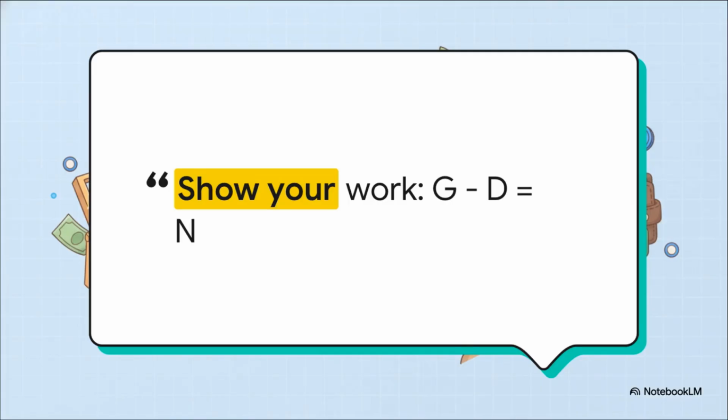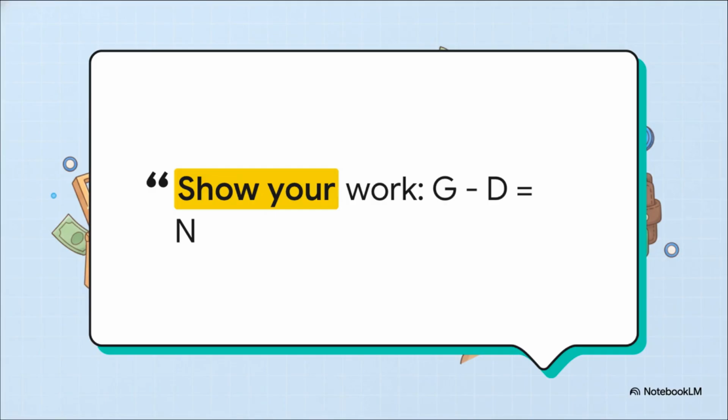To avoid these pitfalls, just follow this golden rule. Show your work. Always write down the formula. G minus D equals N. Gross minus deductions equals net. Keep your steps organized. Check your units. Make sure you're actually converting percentages into actual dollar values before you try to subtract them from the gross pay. I mean, you can't subtract 5% directly from $280. You have to find that the 5% equals $14 first.